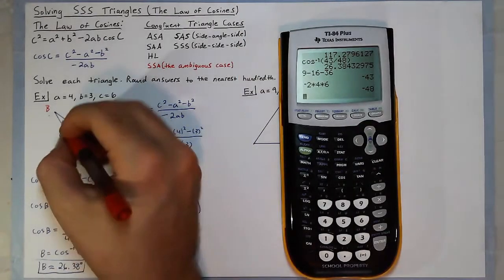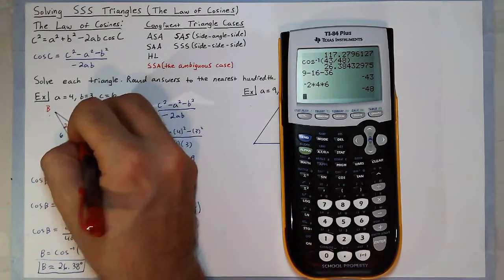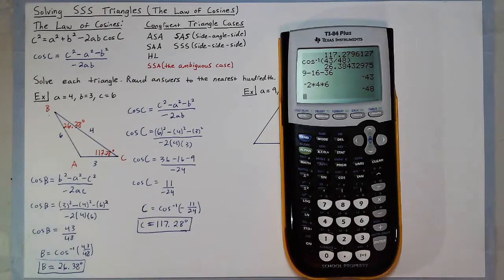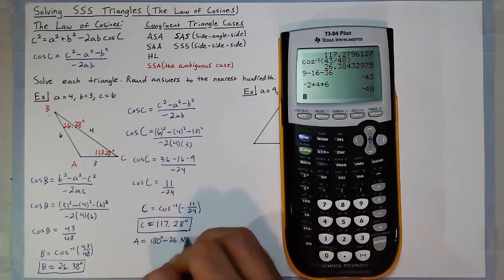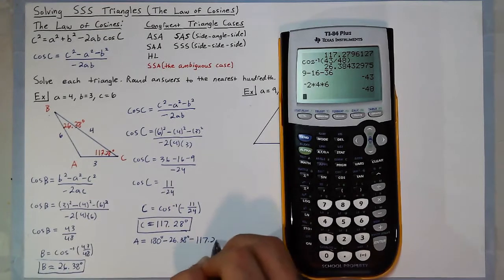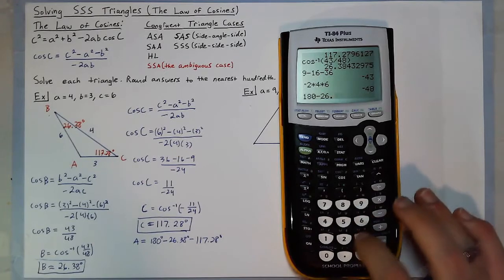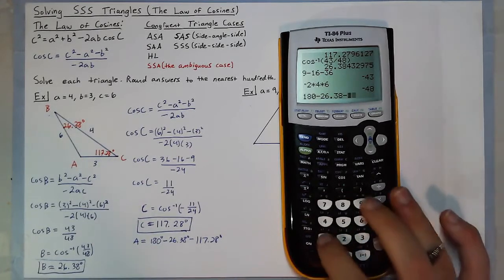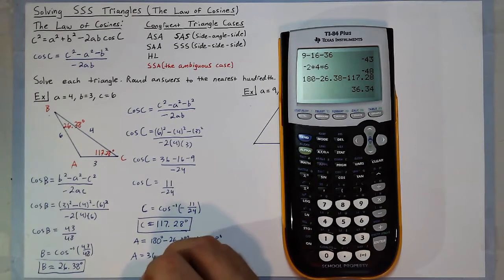And if I wanted to find angle A, it's the last remaining angle. It should be between those two, since that side length is between the other two side lengths. So I would just subtract those two angles from 180 degrees. So we have 180 minus 26.38 minus 117.28 is equal to 36.34 degrees.